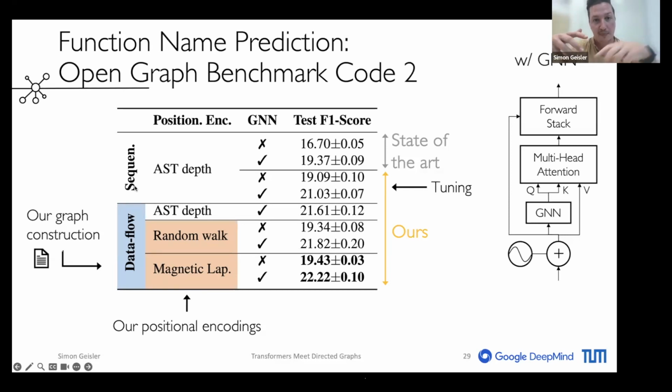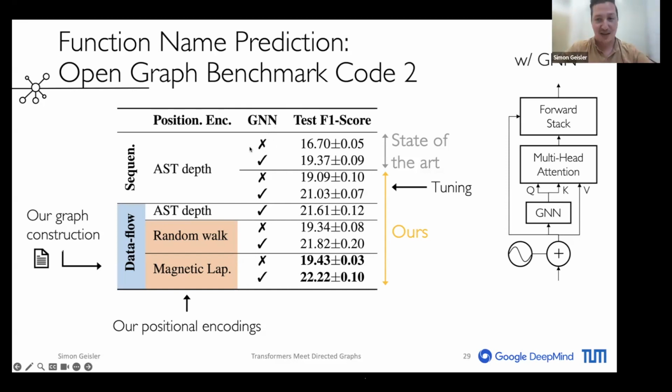So the Open Graph Benchmark basically takes an AST graph and then connects the nodes sequentially. So it's basically a sequence representation with a hierarchy on top. That's what the Open Graph Benchmark studies. And we also construct this data-flow-centric representation, which we see here in the table. We compare to the state of the art and to a vanilla transformer. So here easily denoted by GNN, with GNN and without GNN.